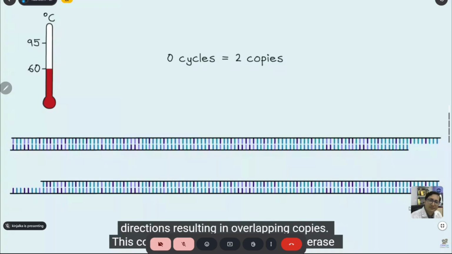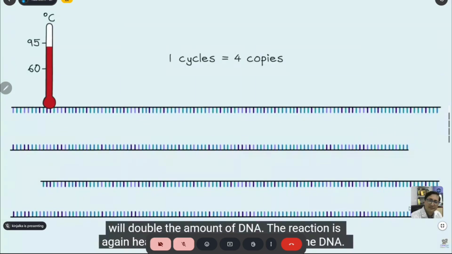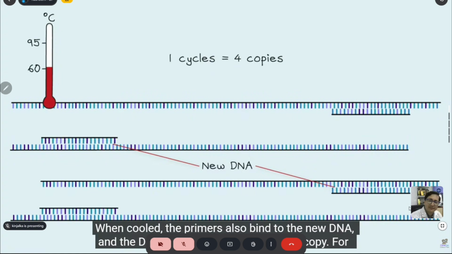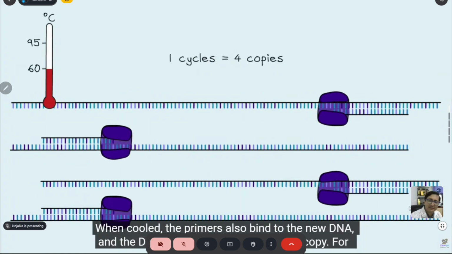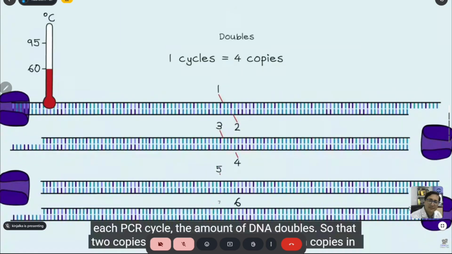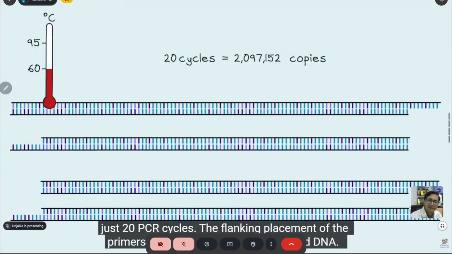This copying of the DNA by DNA polymerase will double the amount of DNA. The reaction is again heated to 95 degrees to separate the DNA. When cooled, the primers also bind to the new DNA, and the DNA polymerase makes another copy. For each PCR cycle, the amount of DNA doubles, so that 2 copies of DNA can become 2 million copies in just 20 PCR cycles.